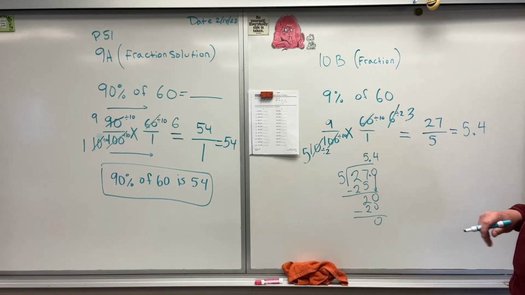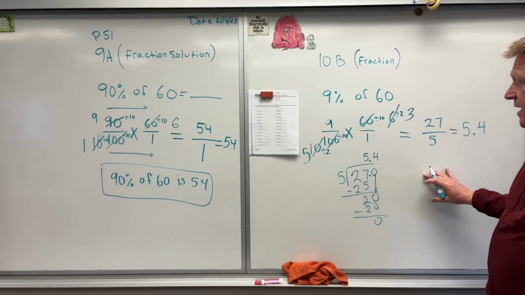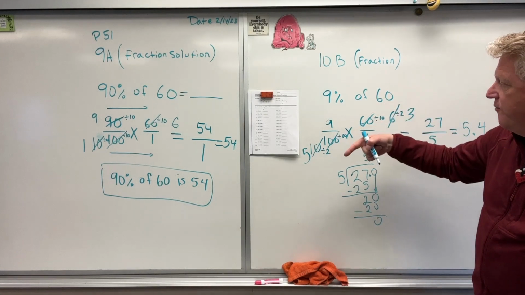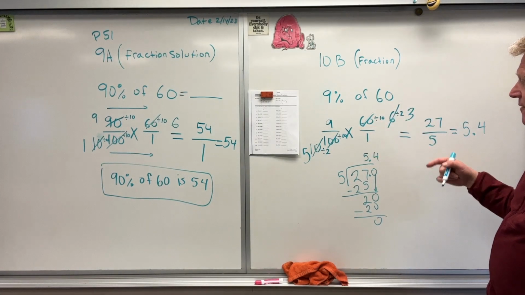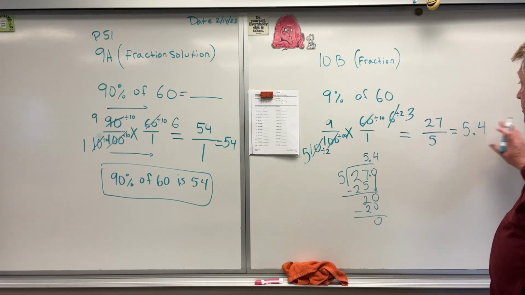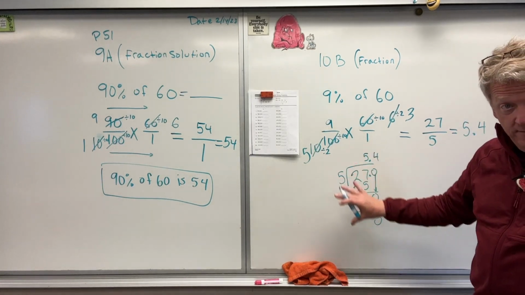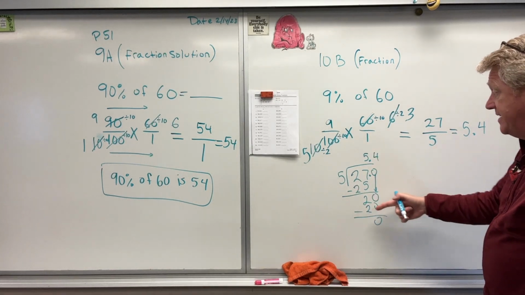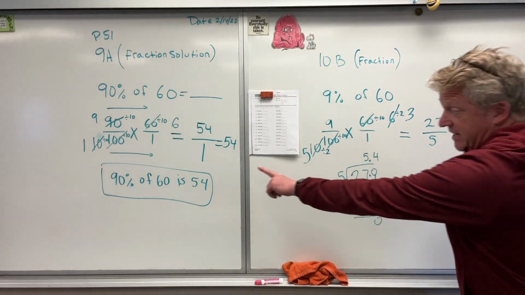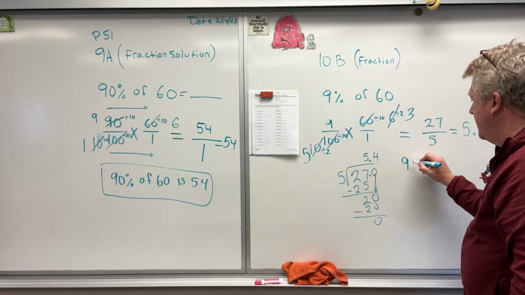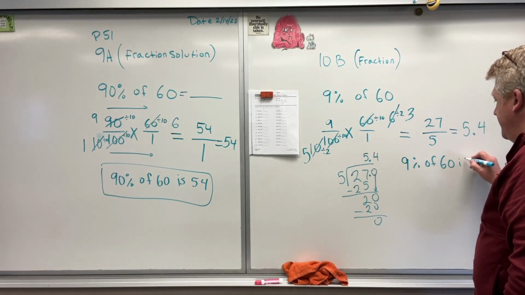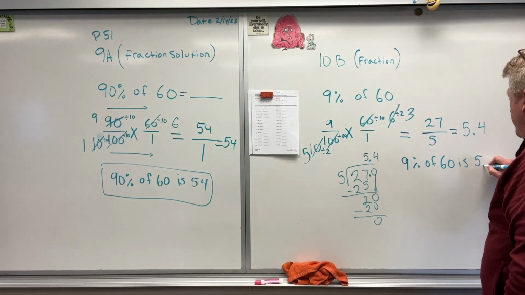I want to show you one more thing, though, that I think is really important. So I'm going to go back before we did that last set of cross-simplifying. So this is the answer that you should end up with, right? If you end up there with a division problem, that's fantastic. I want my final step to say 9% of 60 is 5 and 4/10.